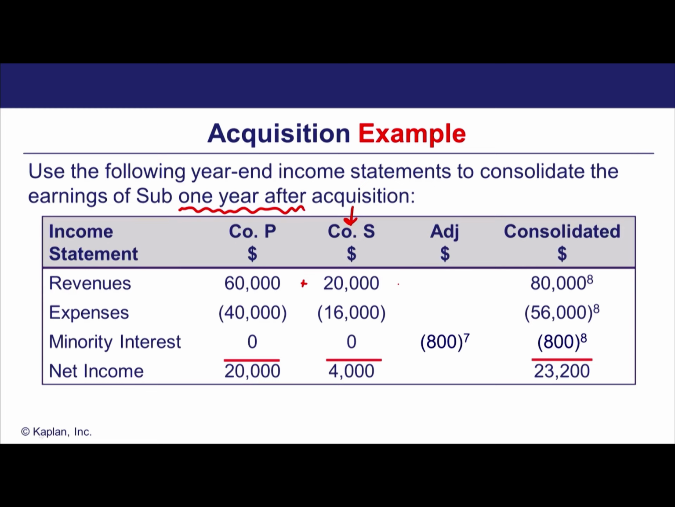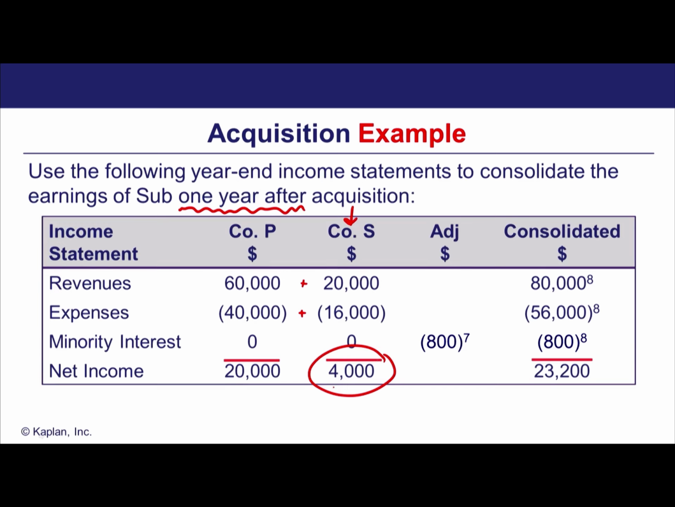We're going to do the same for expenses. 40,000 plus 16,000, giving us 56,000. Now, of course, we've brought in 100% of those revenues and expenses from our subsidiary, and hence 100% of its earnings. But we didn't own 100% of this company. We only owned 80% of this company. So therefore, we're going to have to remove earnings that didn't belong to our shareholders.